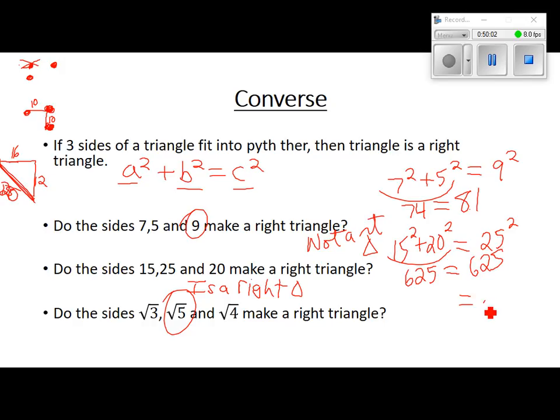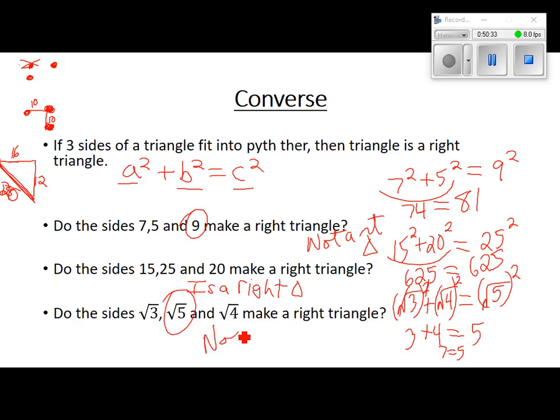What happens over here? Square root of 5 squared, right? What's on this side? Square root of 3 squared plus square root of 4 squared. The 2 and the radical just cancel each other out, so you're left with just 3 plus 4, which is 7. It equals 5? Does 7 equal 5? No. So what's that tell us? It's not a right triangle.